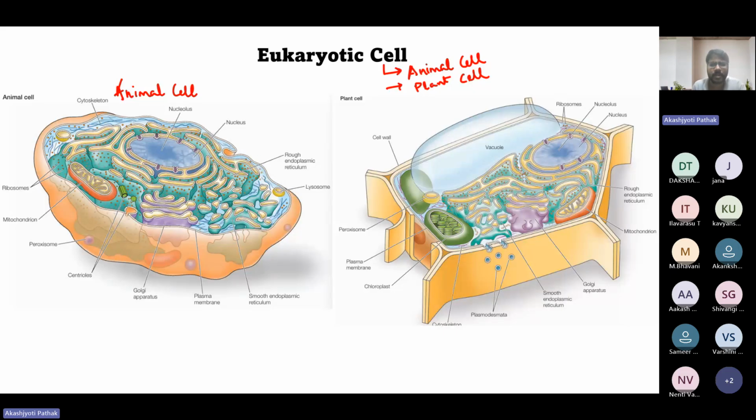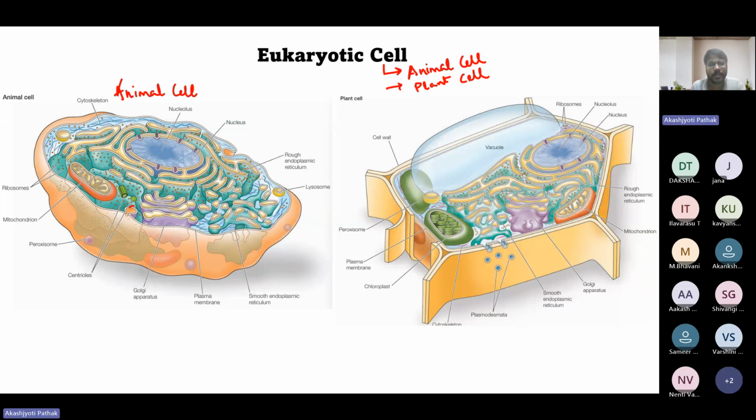And then there are the centrioles in animal cells. Plant cells do not have centrioles, right? Only the animal cells will have centrioles, isn't it? Then there is the endomembrane structure, like the endoplasmic reticulum, vacuole, and Golgi bodies. All these structures together form the endomembrane system. And then there is the cytoskeleton, which provides shape and structure to the animal cell.